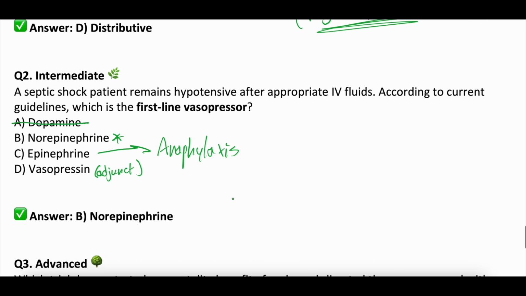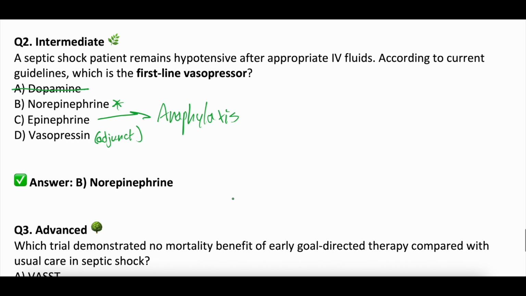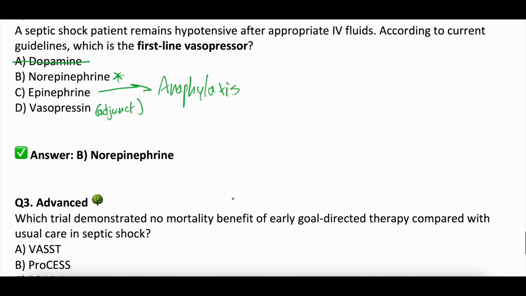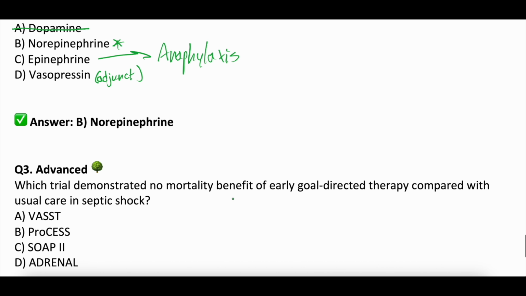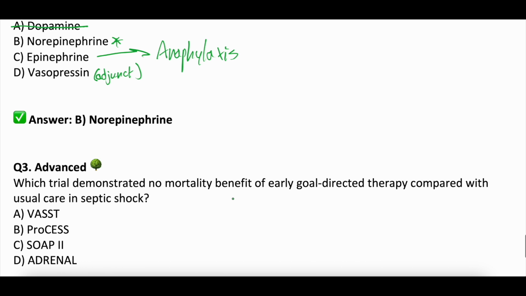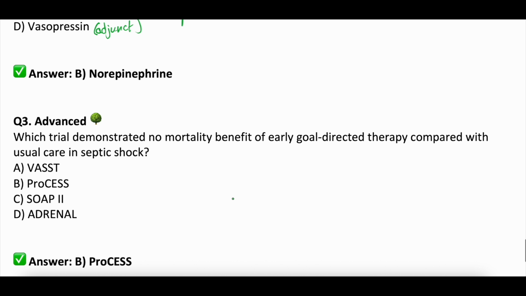All right, last question, and then everyone can go on enjoying their day and just crushing distributive shock management. Oh, we spaced out that we put the advanced one as something based on trials, which we then brushed through. But that's okay, still good learning here. Which trial demonstrated no mortality benefit of early goal-directed therapy compared with usual care in septic shock? A, VASST, B, ProCESS, C, SOAP II, or D, Adrenal? The correct answer is B, ProCESS, right?